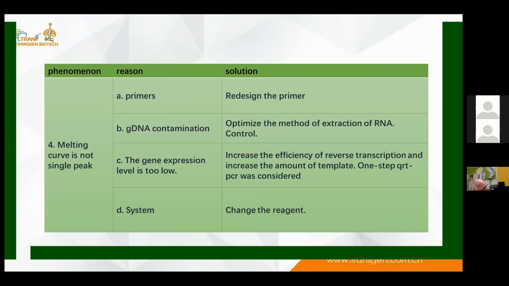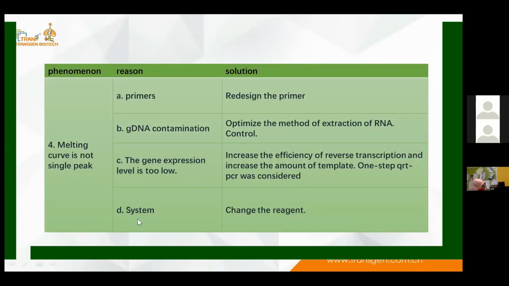So optimize the method of extracting RNA and set the NRC control to detect gDNA contamination. And the third one is maybe the gene expression is too low, giving multiple melting curve peaks. It's not a single peak here. So you will have to increase the efficiency of the RT system and maybe increase the amount of template. One-step qRT-PCR can be considered.